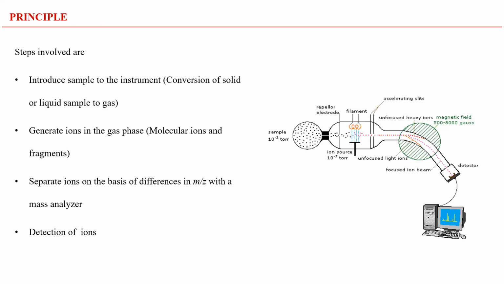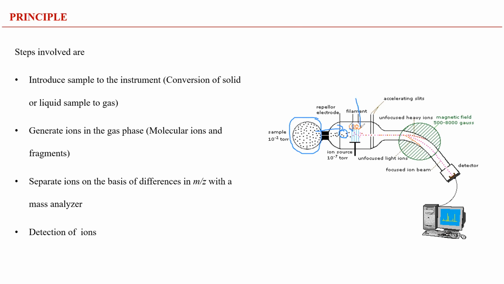The principle involved in mass spectrometry is divided into 4 steps. In the first step, the sample should be introduced into the instrument in the gaseous form. From the sample source, the compound or molecule, whether it is in solid form or liquid form or any other form, we first have to convert into gaseous form. The gaseous molecules enter into the ion source or ionization source, where they are bombarded with high energy electrons.